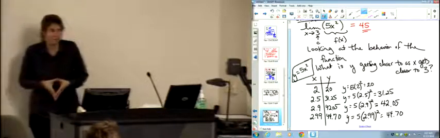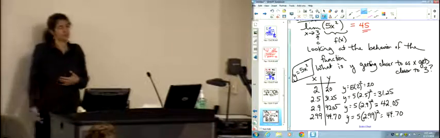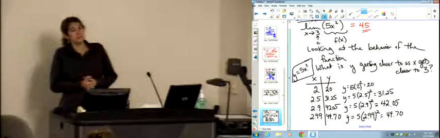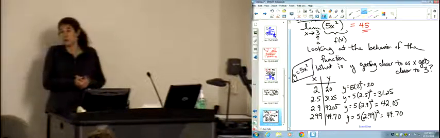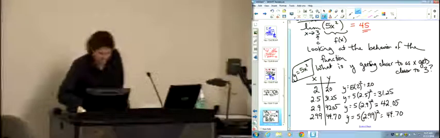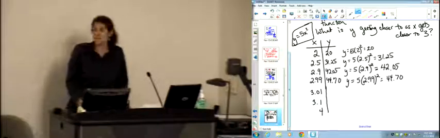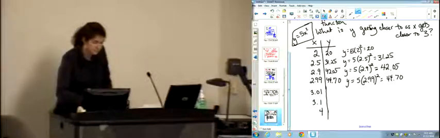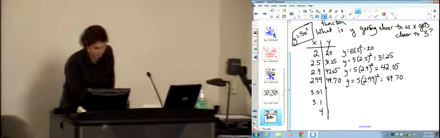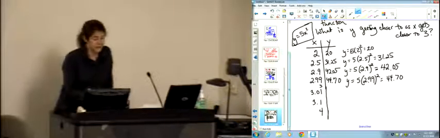We cannot totally determine that yet, because not only can we look at values getting close to 3, you're talking about coming towards 3 on your number line from the left of 3. All these values I've plugged in are to the left of the number 3: 2, 2.5, 2.9, 2.99. There are also values that are getting close to 3 from the right of 3. What are some of those values? 4. Okay, and what'd you say? 3.1. Okay, 3.01 is close in. Let's plug these in.